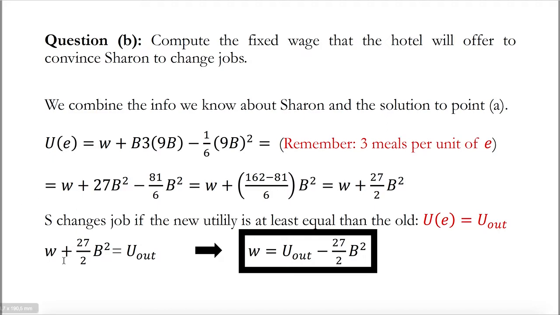And here, if you just rearrange, remember that the question is asking you for the fixed wage that the hotel will offer to convince Sharon. So if you start from this equality and you solve with respect to W, the wage, you will find that the fixed wage that is going to convince Sharon to change job is going to be the utility of the current job minus 27 over 2 b squared. So this is the solution to point B.